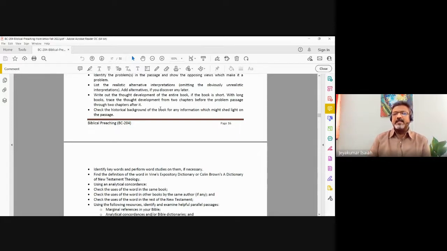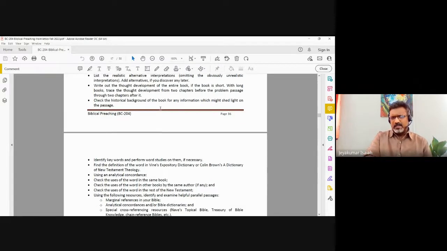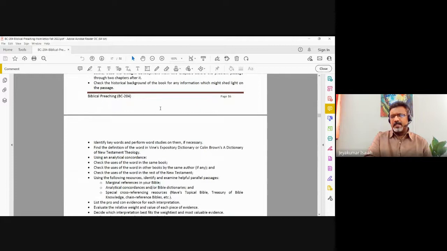So you study that. Then check the historical background of the book. What is the history of that place? What was actually happening during that time? Was this particular group that he's addressing prone to certain things? Were they prone to doing things culturally in a gathering that Paul had to write this? Those are some things that you can look at, and the historical background clarifies it.